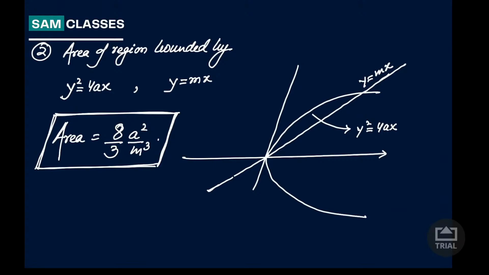Very simple. Okay. So let me give you a question also. Find the area between these two, y square equal to 4x and y equal to 8x, with 64x.